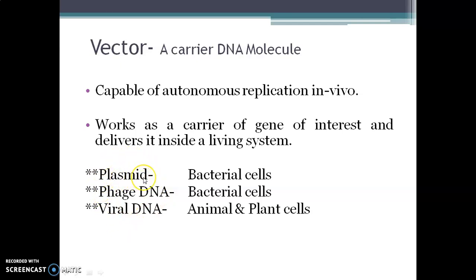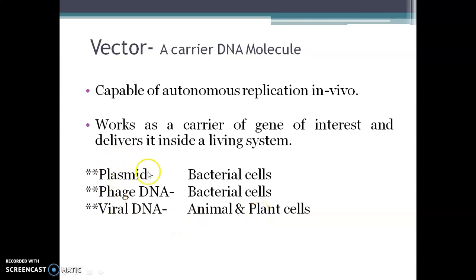The first one is plasmid. Plasmid is capable of autonomously replicating inside bacterial cells. There is phage DNA, you know very well, bacteriophage, which infects the bacterial cells and injects its DNA, and the DNA subsequently multiplies inside bacterial cells. In the same way, you know viruses, so they have their DNA. What they do, they infect the cells, animal cells, plant cells, and they inject their DNA. The DNA multiplies inside the cells.